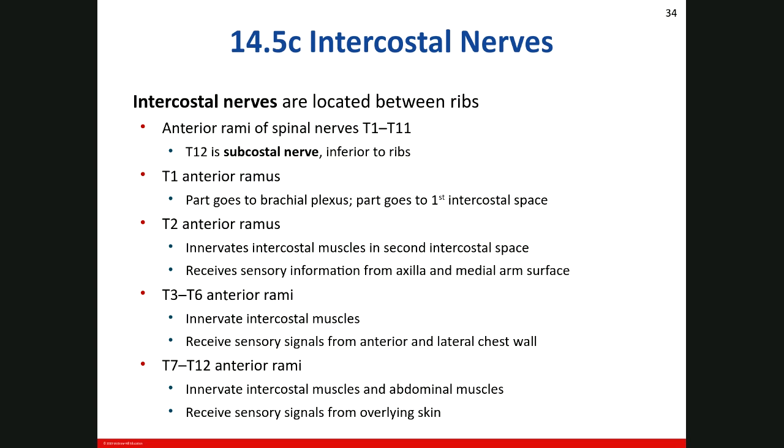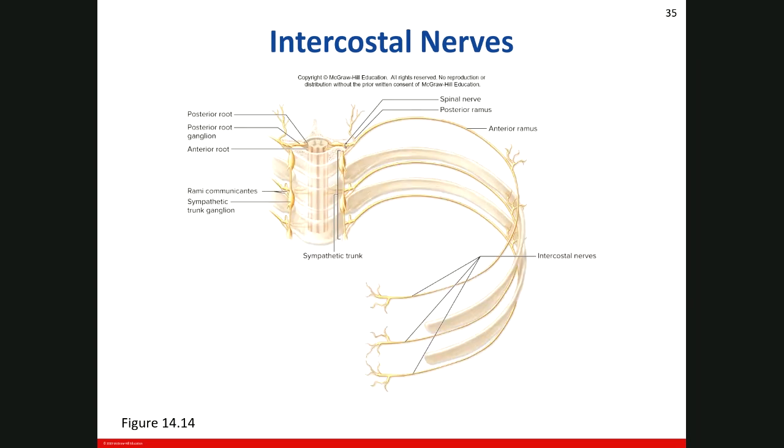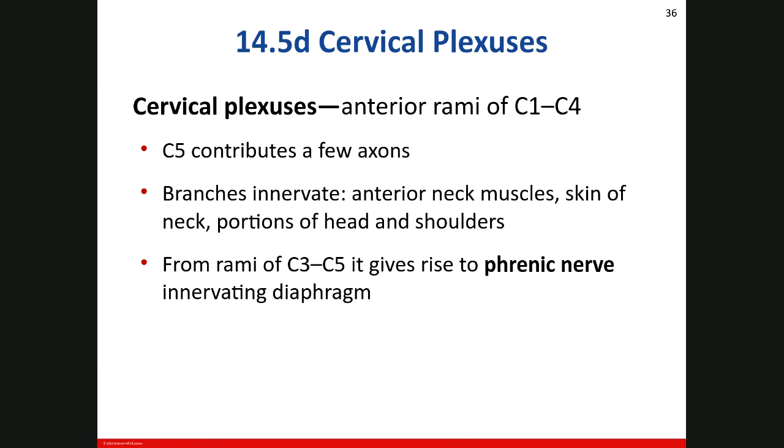Look at this picture. The anterior rami of the thoracic parts are sandwiched and located between the ribs. So they cannot come together and attach to make a network or plexus. Because of that, we don't have any plexus for the thoracic part. But for the other parts of our body, we have plexuses.